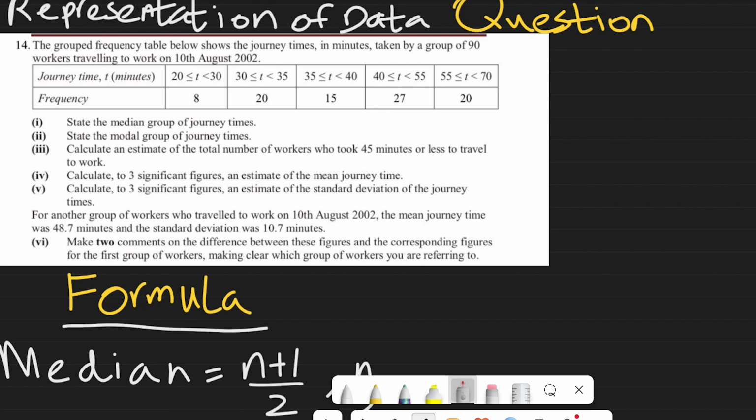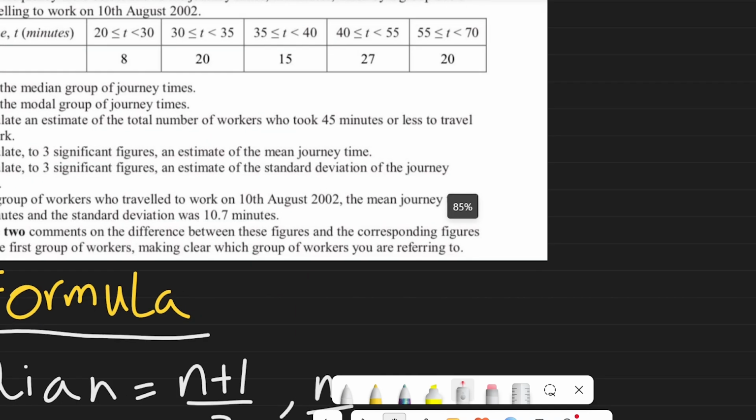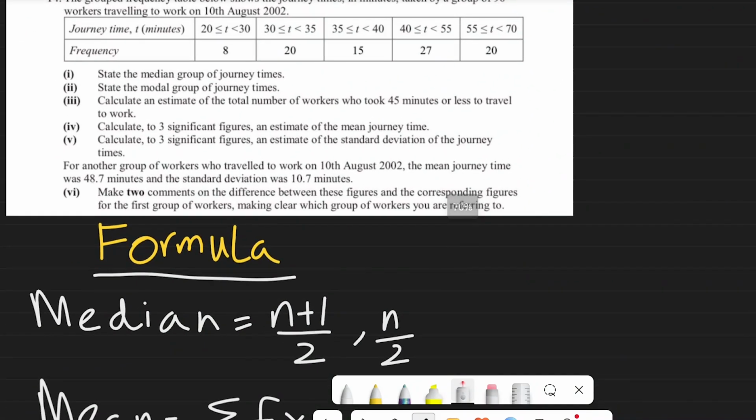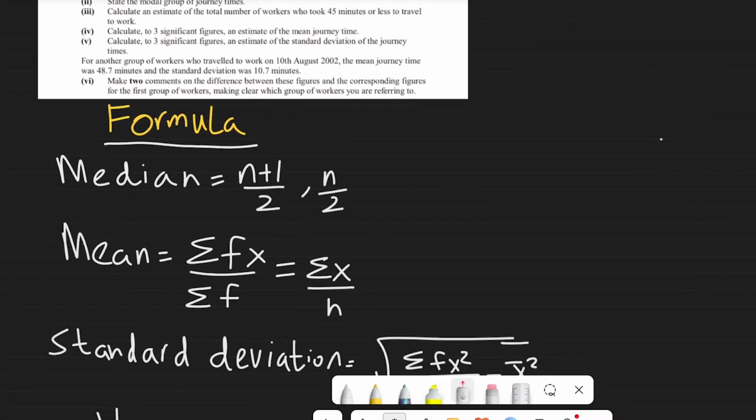We can see by this data that this is continuous data, as the journey times are not discrete values but are ranges. The first part states that we have to find the median. So for the median of continuous data, let's first see the formula over here.